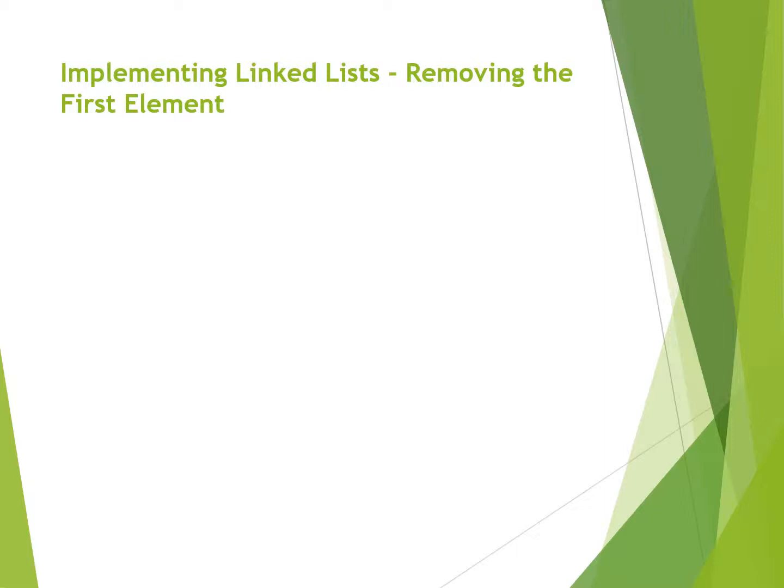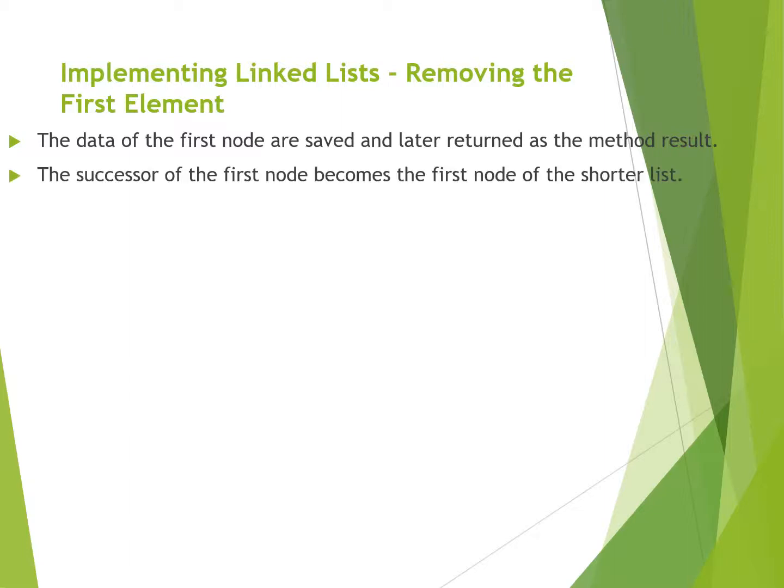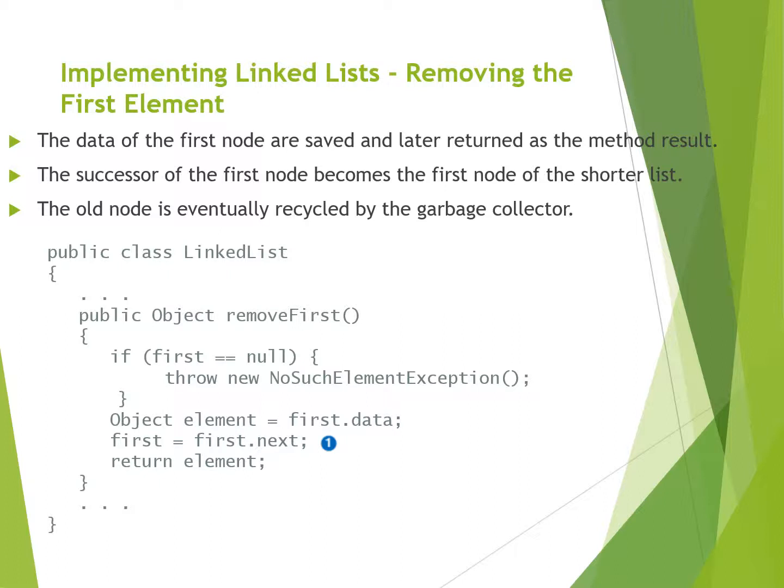So now let's see how we can implement a removeFirst method for a linked list. What we should do when we are removing the first element of a linked list is to do the following. First, the data of the first node that is going to be removed should be saved, because later we're going to return it as the output value of the method. And the successor of the first node that is going to be removed should be stored and becomes the first node of the shorter list after removing the first node. And finally, the old node that we removed will eventually be recycled by the garbage collector of Java.